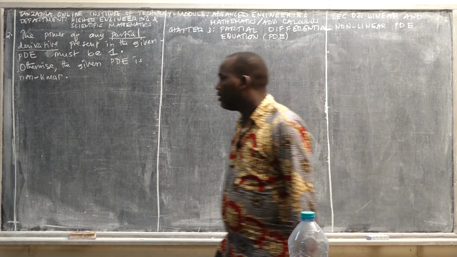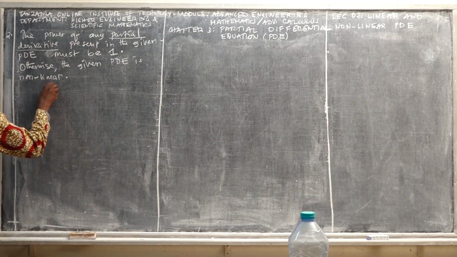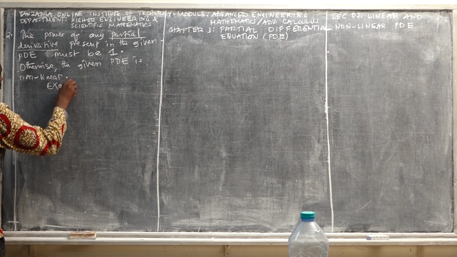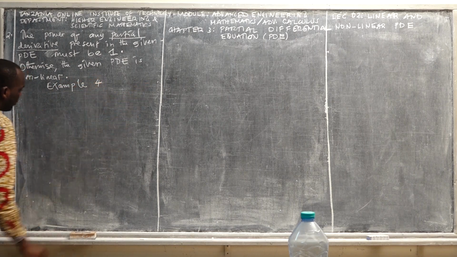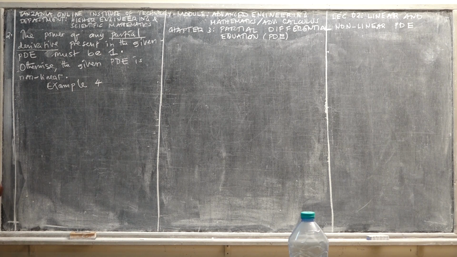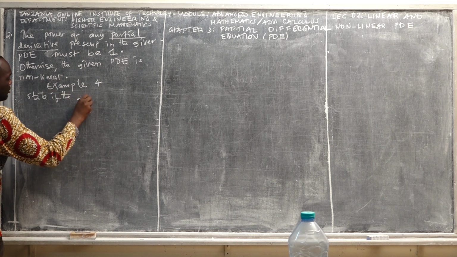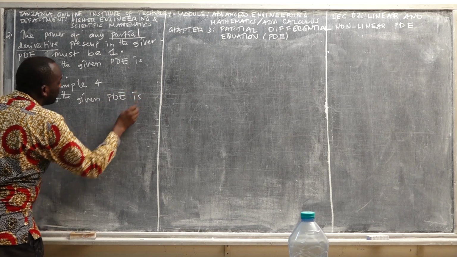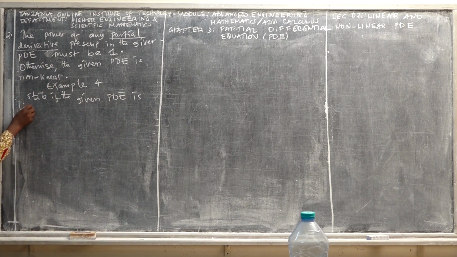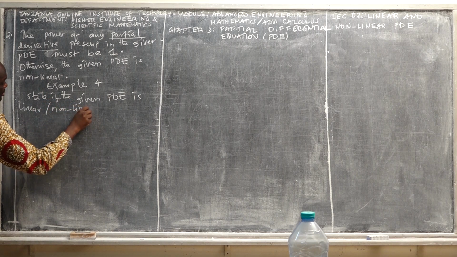Okay? Example 1. This will be example 4, because we ended example 3. So state if the given partial differential equation is linear or non-linear.